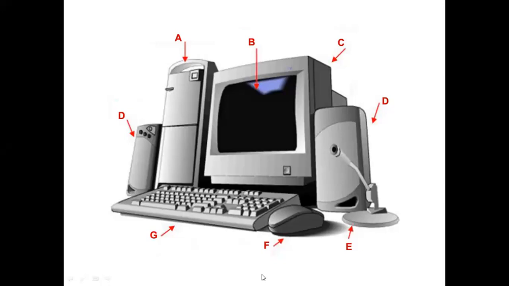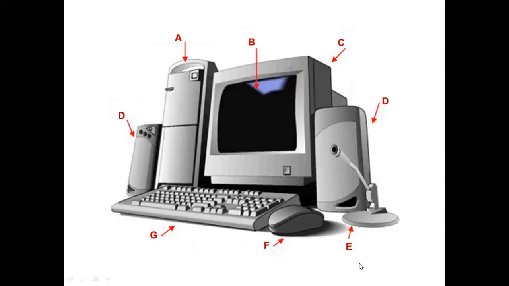Part B. Audrey: The monitor. Or monitor screen. Part C. People are now confused. Part C, please. Okay, Esther? I think part B is monitor screen and part C is monitor. Good. Part B is the screen and part C is the monitor.